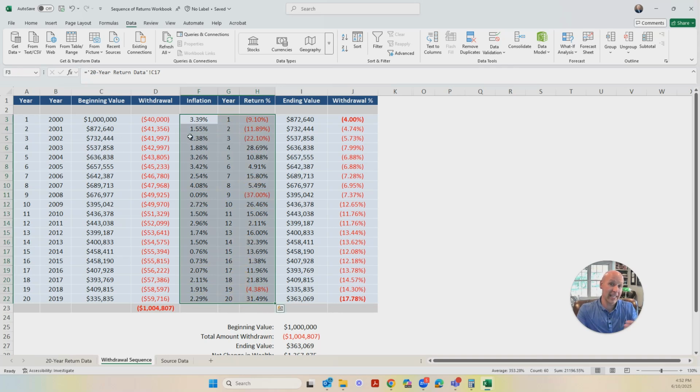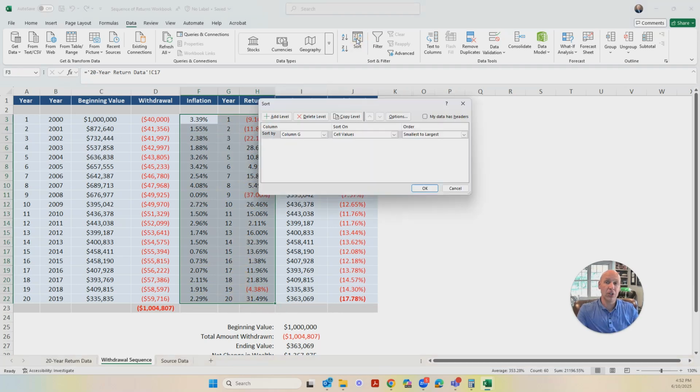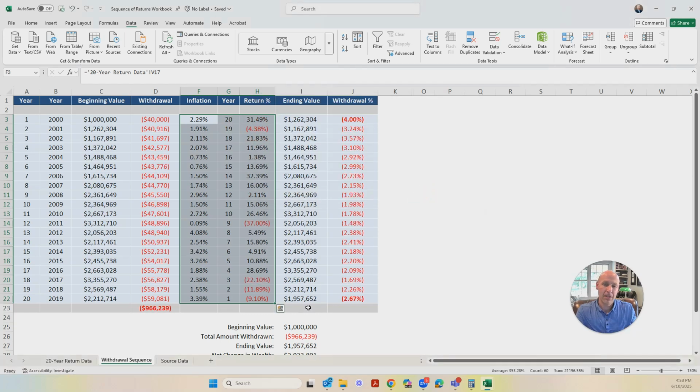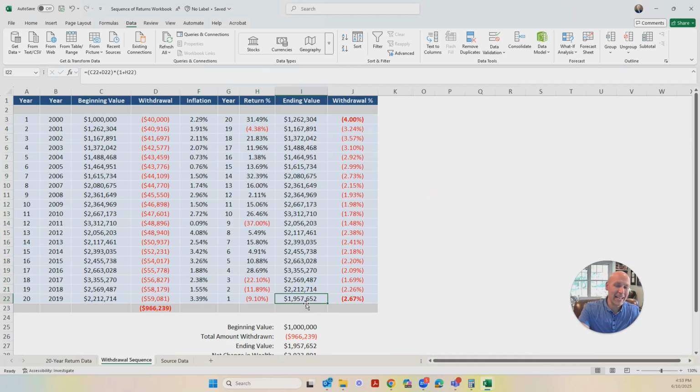What we do is we highlight all of these cells and go to sort. Notice that column G is numbered 1 through 20. Those are the years. Right now, the default is smallest to largest, but if we do largest to smallest, when I hit OK, all of these returns are going to invert. And just watch what happens with the $1 million. Instead of $363,000, just watch what happens here. You end up with $1.95 million.